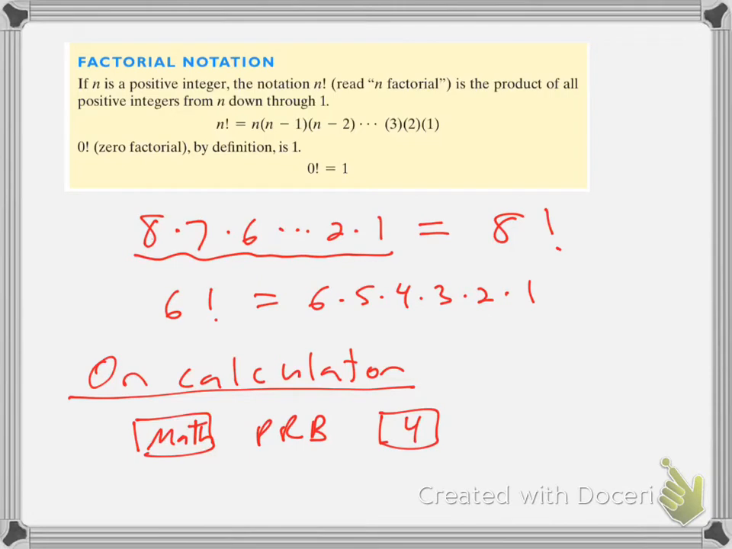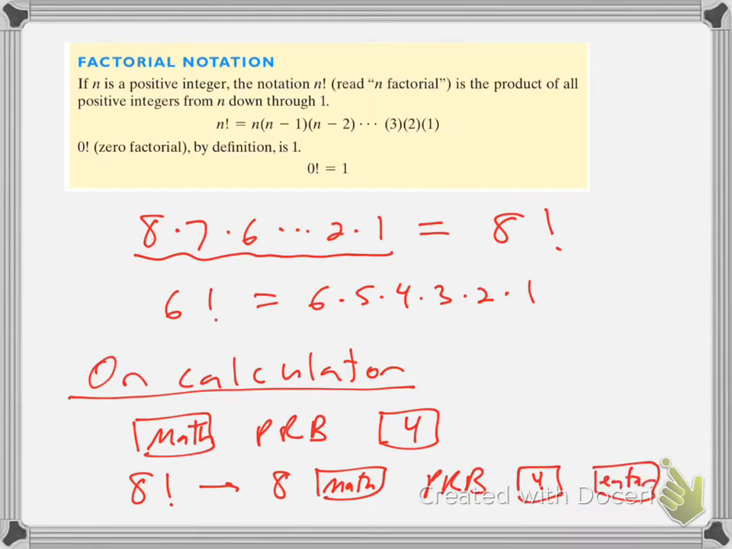That's your factorial button. So the way you do this in your calculator is... sorry, my bad. Let's do what we just did. Let's do 8 factorial. The way you do it is you'd hit 8, then you hit your math button, then you'd scroll over to the probability menu, and then you'd hit 4. And then you'd hit enter. That's the actual order of your keystrokes. And that should give you what we got a minute ago.